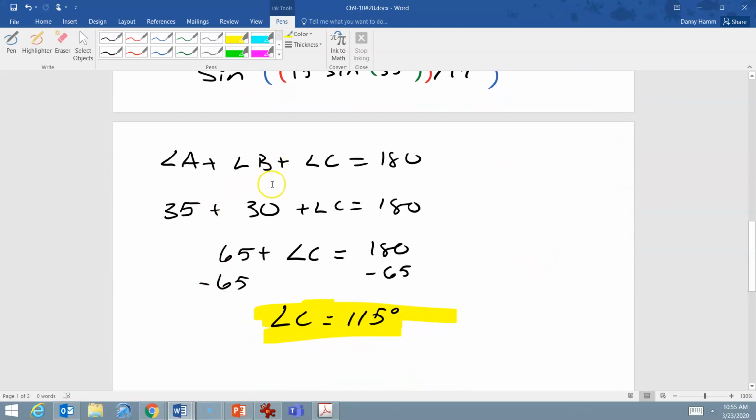Now, in finding the last angle, we don't need to do any of those things. We just know that the angles have to add to 180 degrees in all triangles. We know we were given 35. We just found 30, and we're finding angle C. So this is not LC, this is angle C. So we add those together, we get 65, subtract from 180, and we get 115, and we are done.